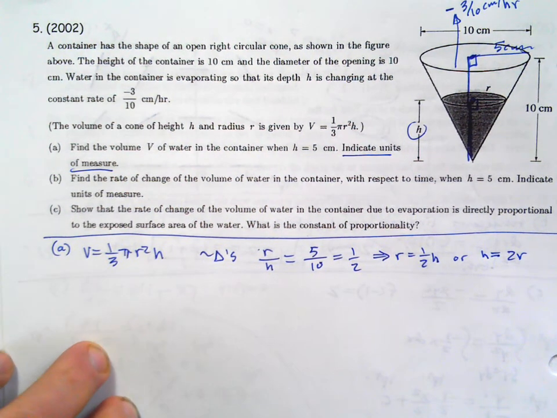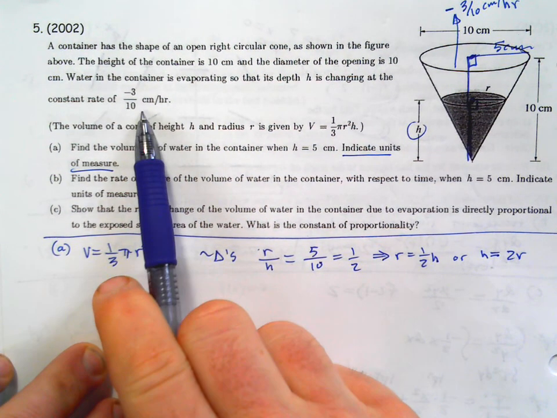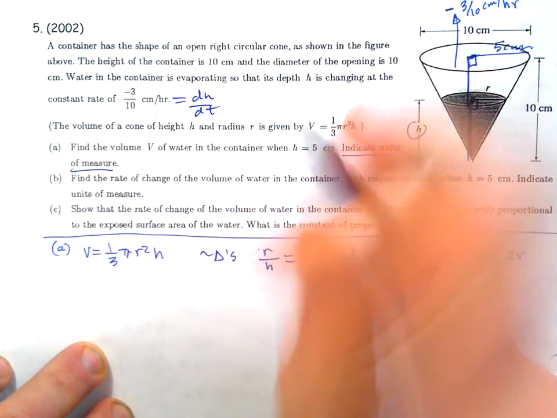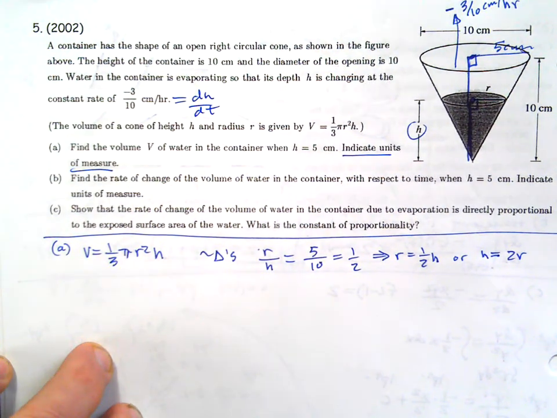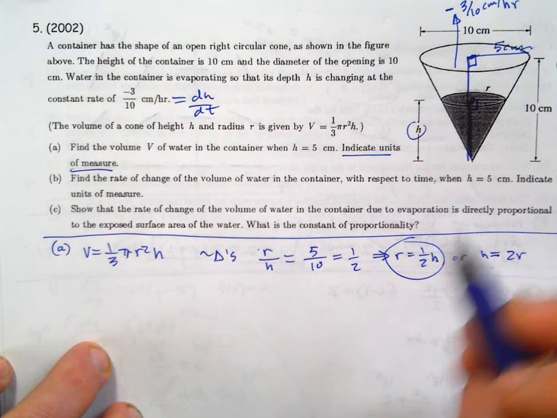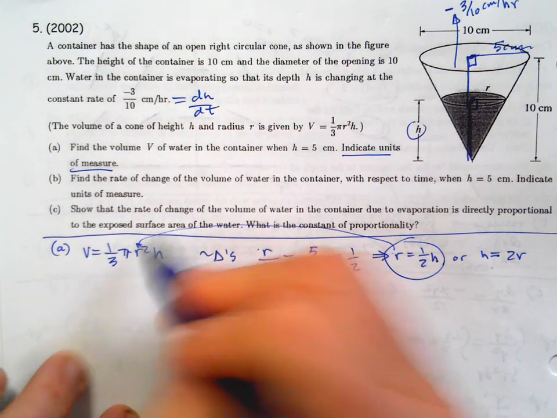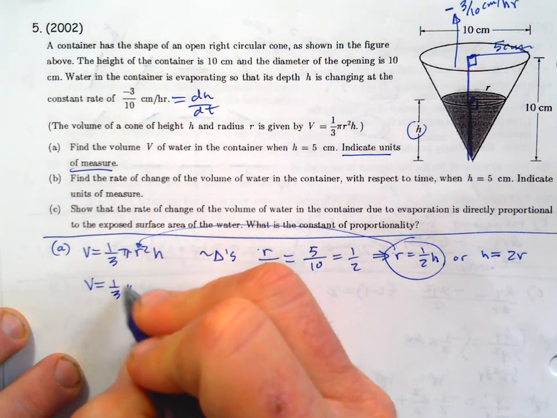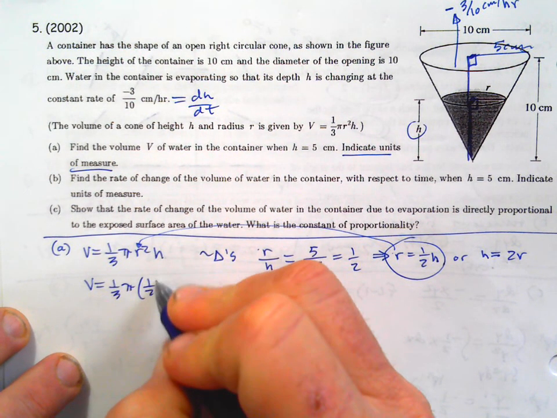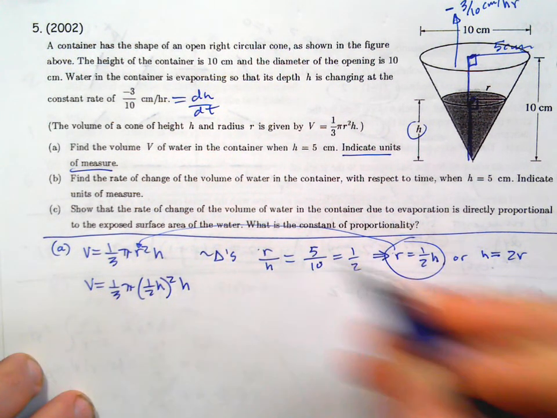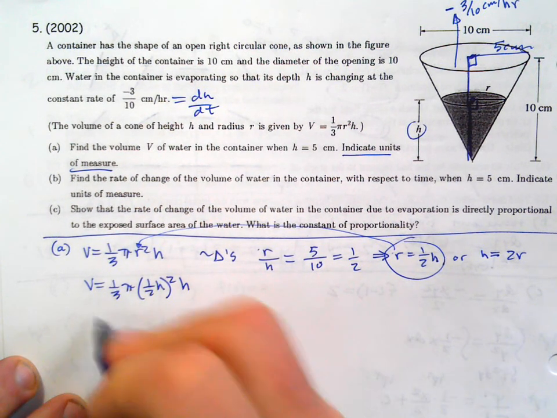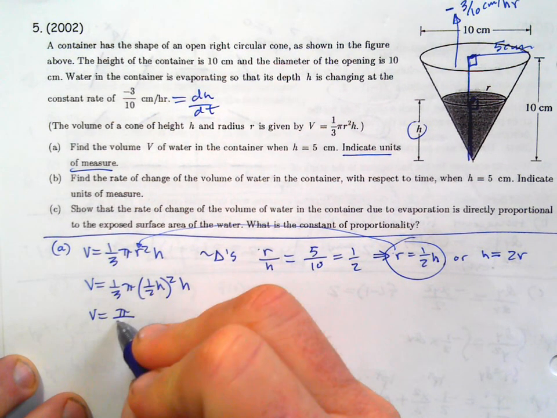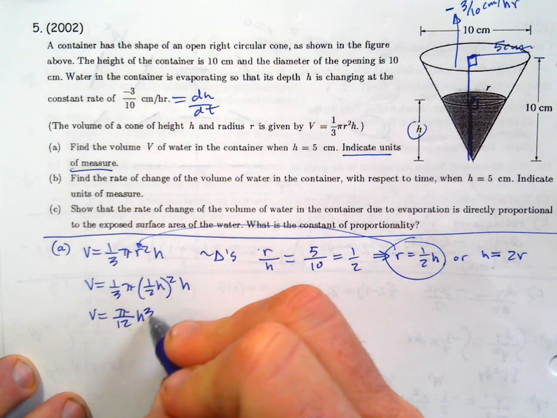Now, the fact that they gave you dh dt, right, this is dh dt, the fact that they're giving you h now means we probably want all h's. So we're going to replace all the r's in terms of h. So 1/3 pi 1/2 h squared. Now that the 1/2 gets squared also. So volume equals pi over 12 h cubed. That's our new volume formula.